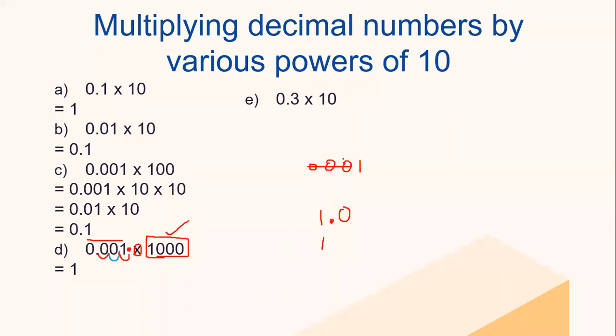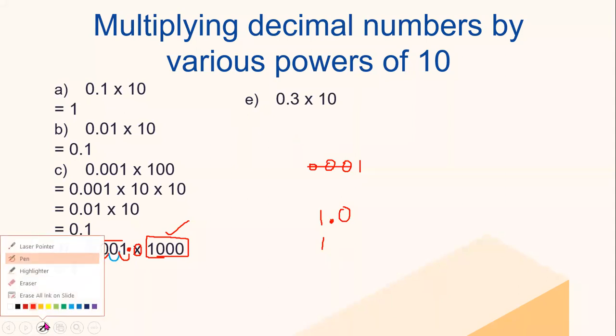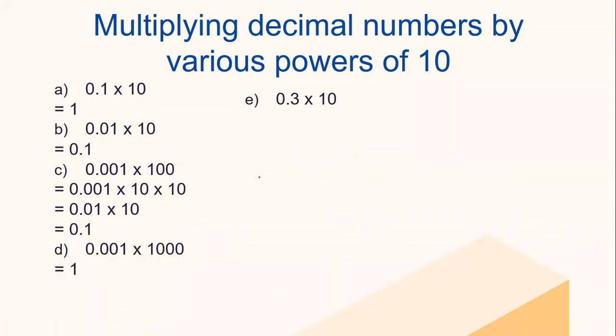So this one, number E. Tell me your answer. 0.3 times 10. 3. It's 3. Good. It's 3, right? Good. When you shift your dot here, your dot will come here. That means a 3. Good.